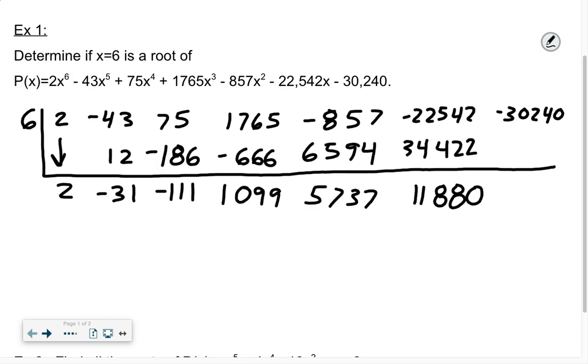And what do we take when we get 6 times 11,880? Jade? 71,280. And at this point, do we need to do any more arithmetic? No, because I know at the end of the day, this thing is not going to be 0. And if we want to answer the question, determine if 6 is a root, not a root.